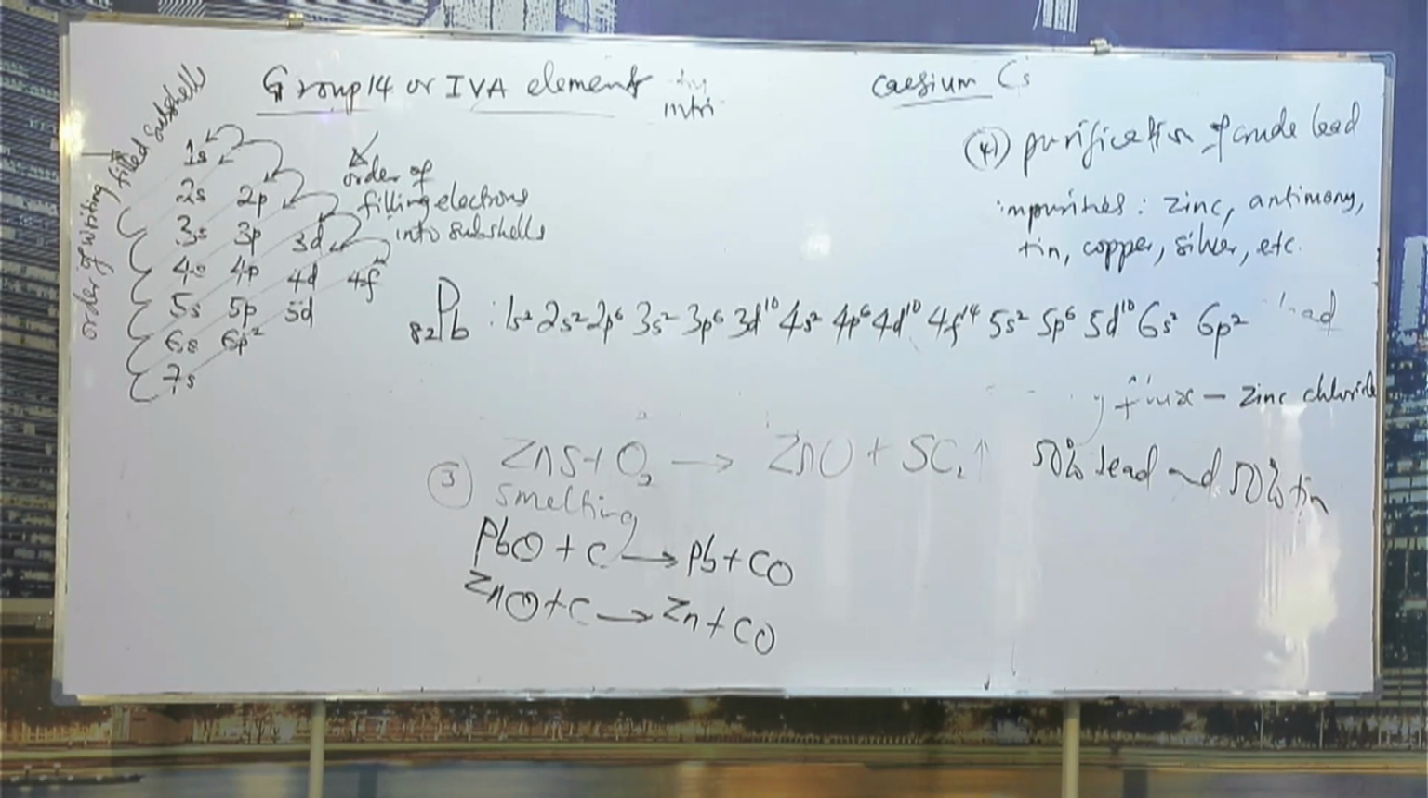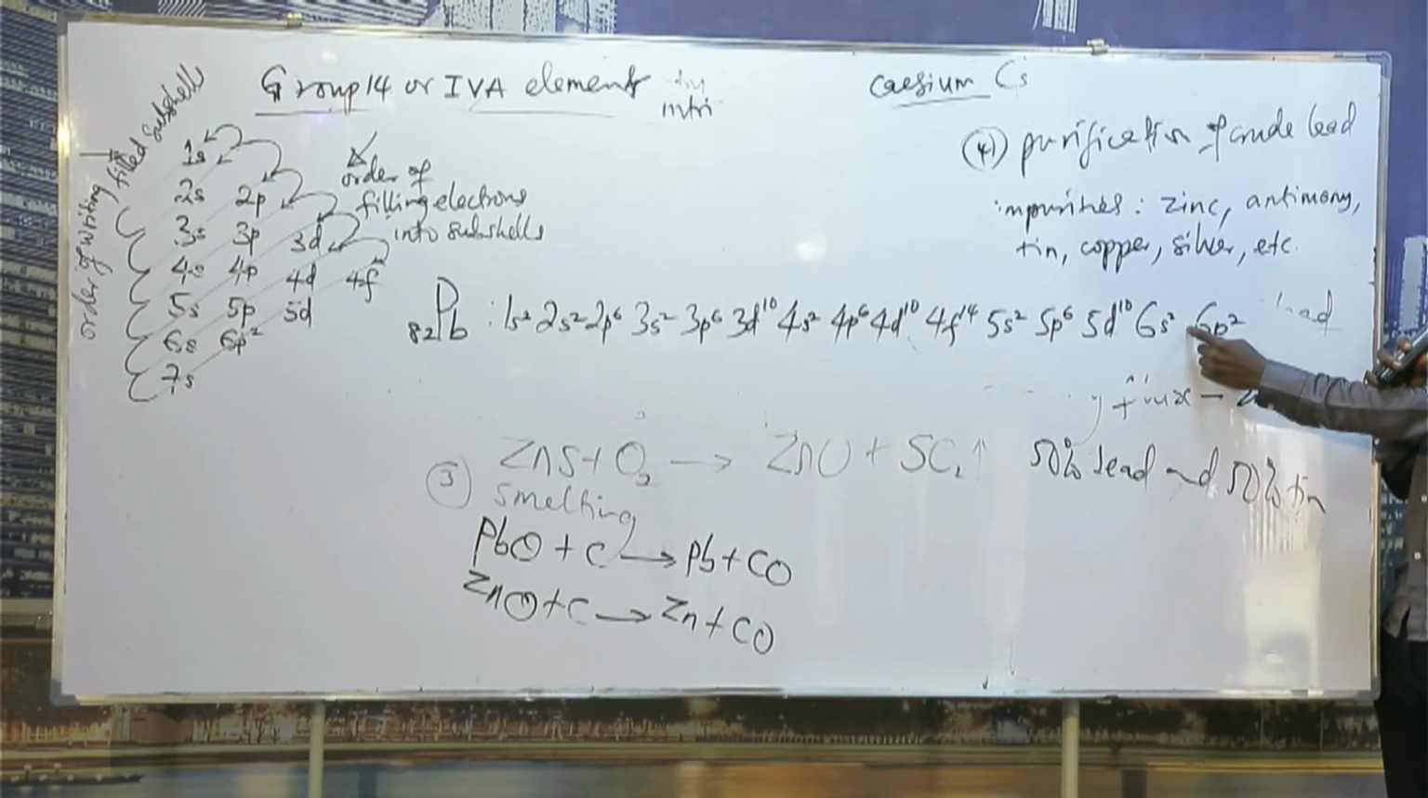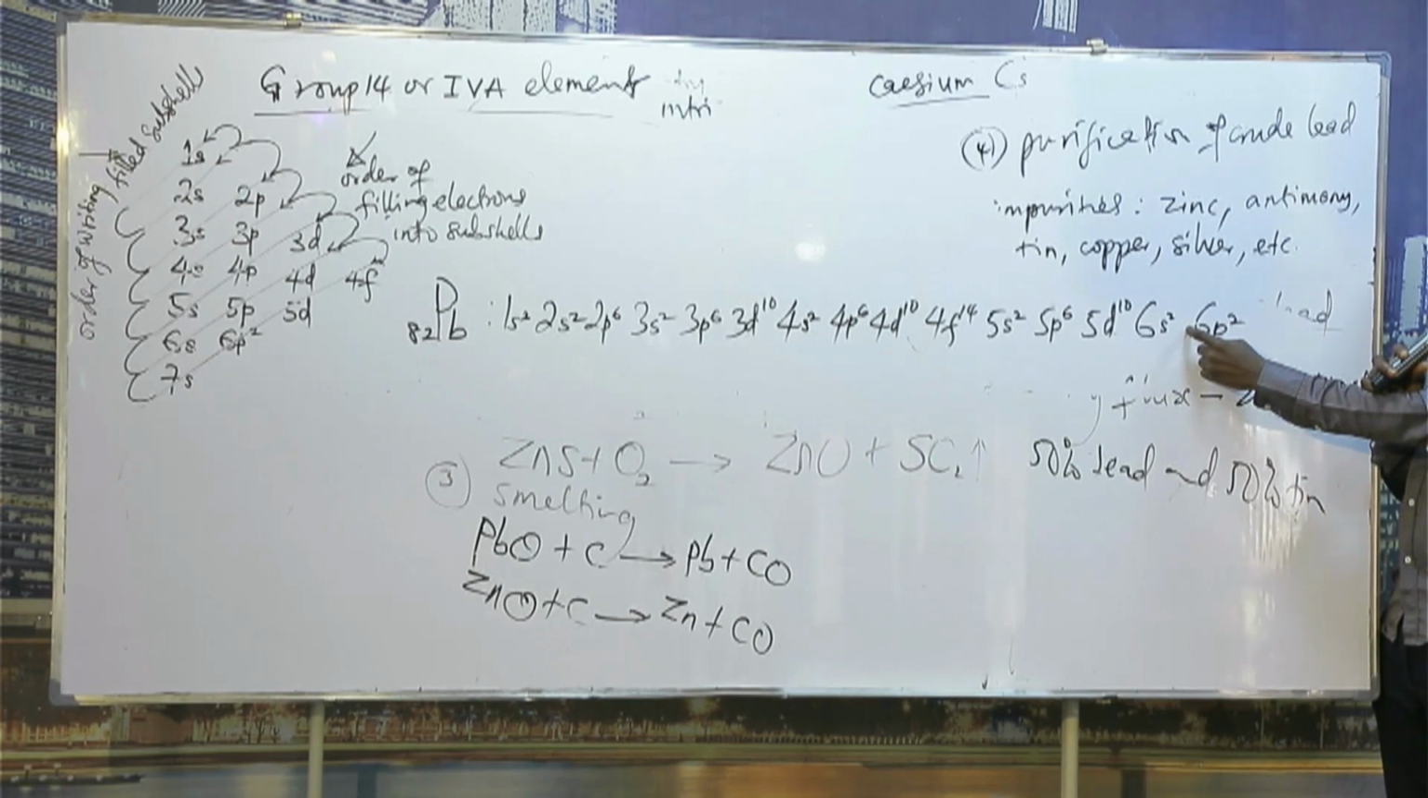Now listen, let me show you what will let you know that you are correct. After writing your electronic configuration, the last number here is the period. The last number must be the period. It's a must. The last number must be the period.